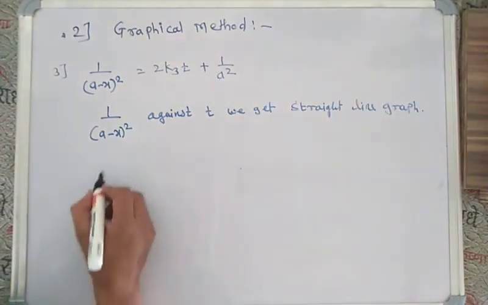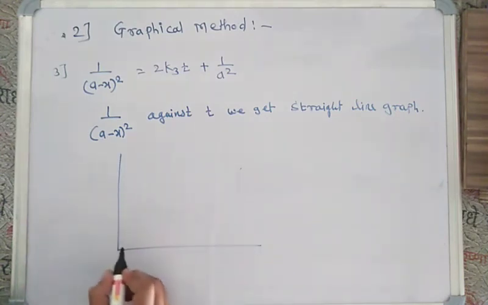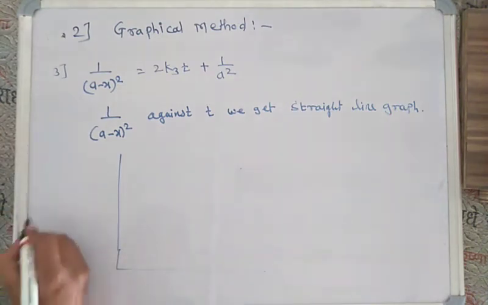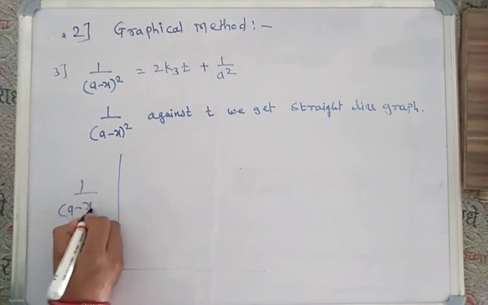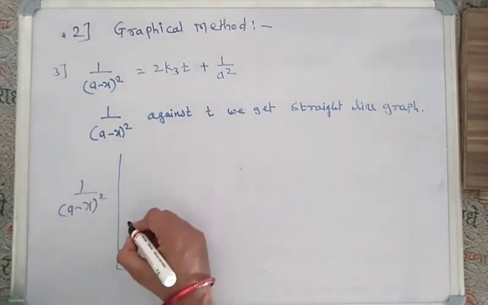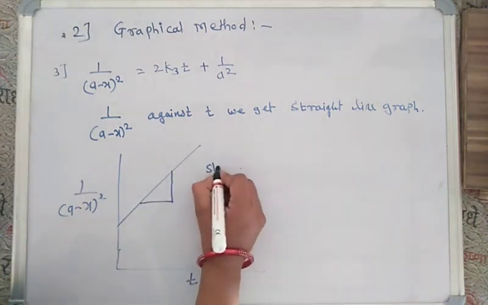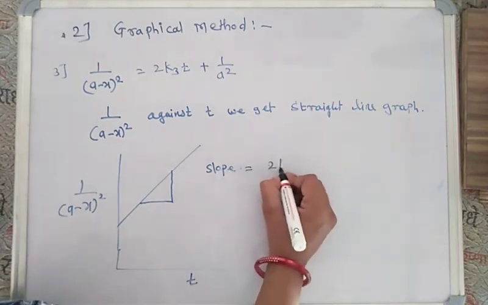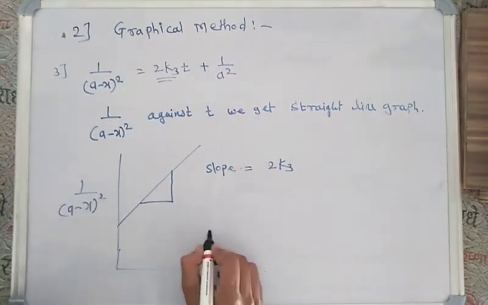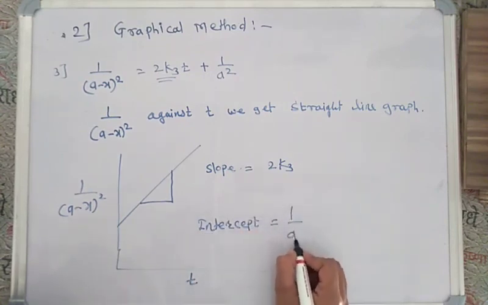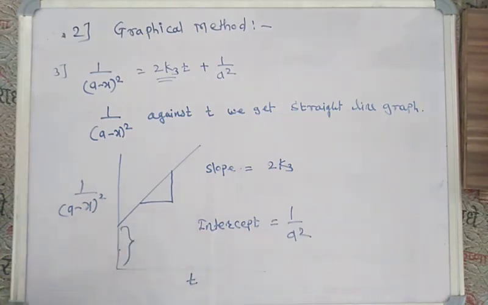Let me see this graph. One divided by a minus x square against time t, we obtain a straight line graph. In that we again obtain a slope. This slope is equal to twice k3, and intercept is equal to 1 divided by a square. This is for the integrated rate law expression for the third order reaction, and the graph will be a straight line.